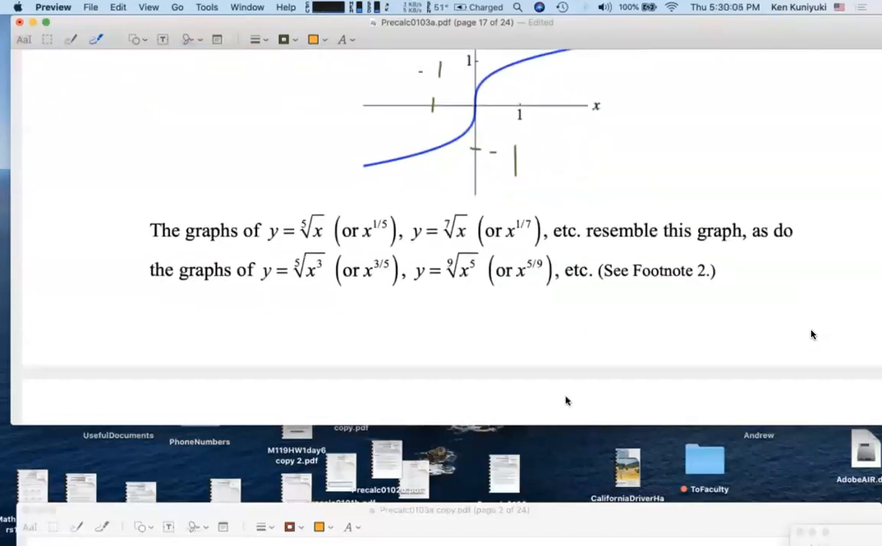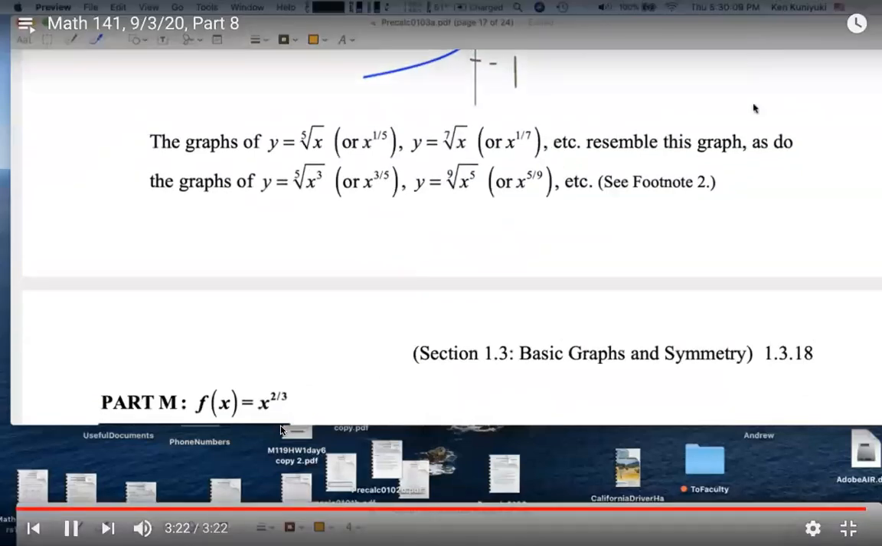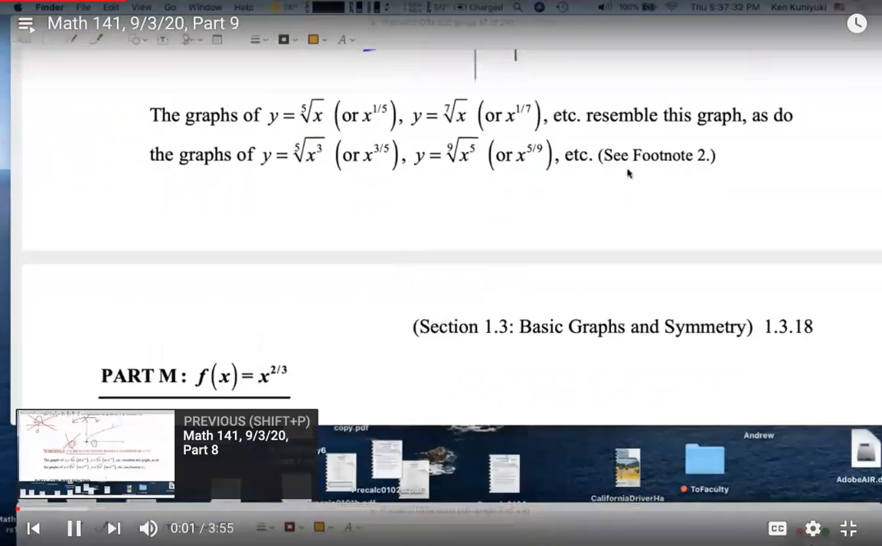Next, we're going to see something strange. X to the 2/3 next. Any questions?